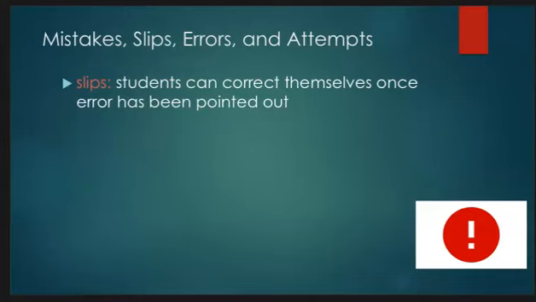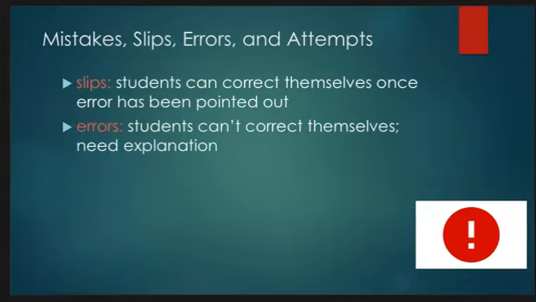And if you sort of can clue them into it, they can self-correct. But then there's errors. So these are things that students can't actually correct themselves. They need explanation. They haven't fully integrated that form yet, and they need you to help them see what's gone wrong.